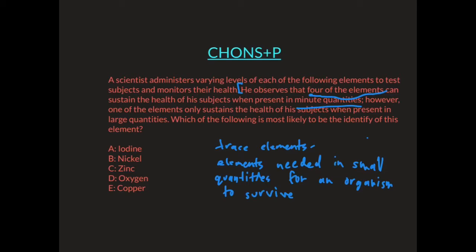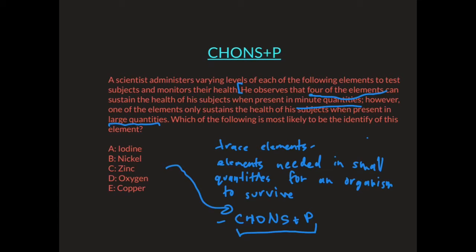And so we know that 4 of the elements are probably going to be trace elements, but the question is saying that one of the elements only sustains the health of his subjects when present in large quantities. Now think about it. Which of the following elements are present in large quantities? CHONS plus P. So now finding the answer is as simple as looking for which of the following elements here is a part of the CHONS plus P.